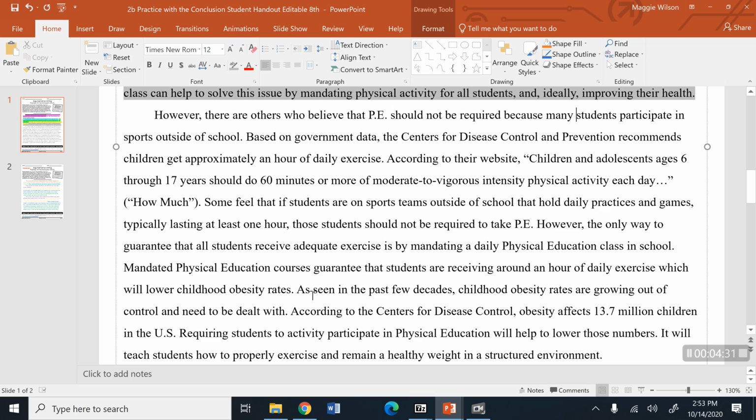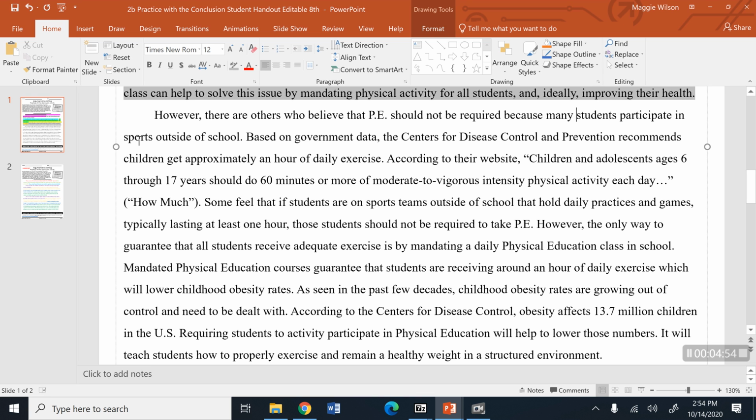childhood obesity rates. As seen in the past few decades, childhood obesity rates are growing out of control and need to be dealt with. According to the Center for Disease Control, obesity affects 13.7 million children in the United States. Requiring students to actively participate in physical education will help to lower those numbers. It will teach students how to properly exercise and remain a healthy weight in a structured environment.